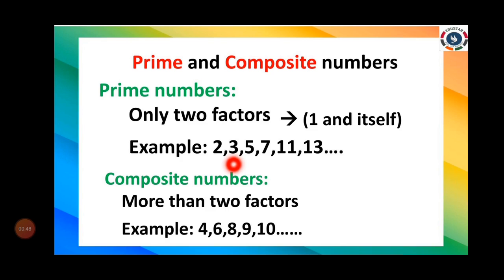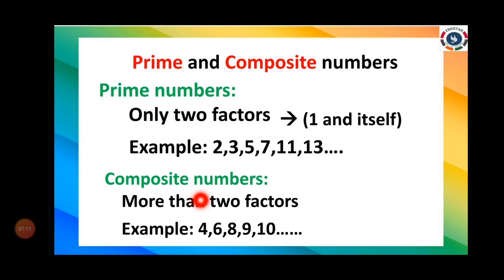So 1 times 3 is 3. So 1 is the factor and 3 is the number itself. And 5, 7, like that, everything. All the prime numbers have only 2 factors, 1 and the number itself. Then composite numbers are the numbers that have more than 2 factors. That is called a composite number.